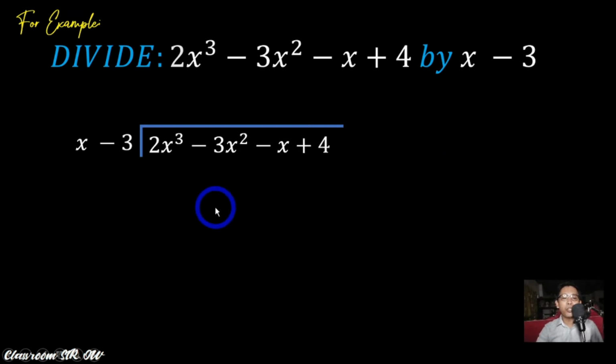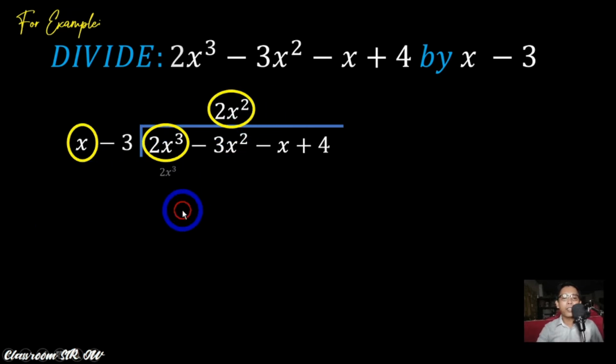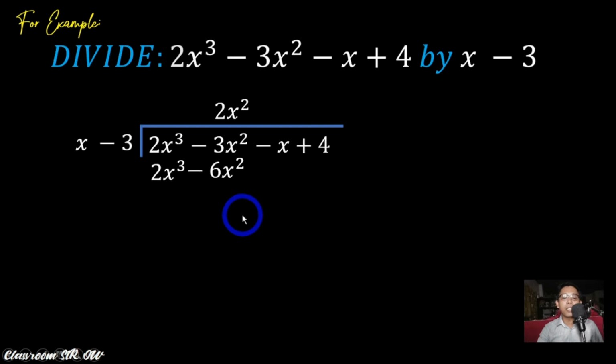So what we are going to do first is divide 2x cubed by x. That is 2x cubed divided by x, which is equivalent to 2x squared. So our first quotient is 2x squared. If you notice, guys, I aligned x squared with its x squared. After this, we will multiply 2x squared by x. That is 2x cubed. Then we will multiply 2x squared by negative 3. That is negative 6x squared.